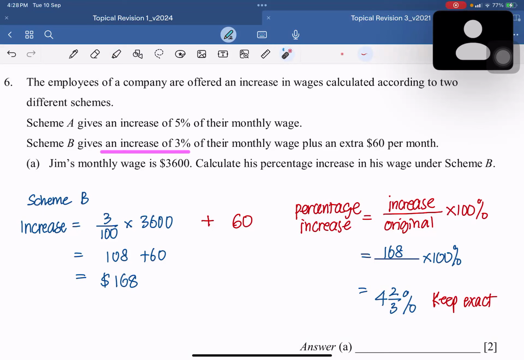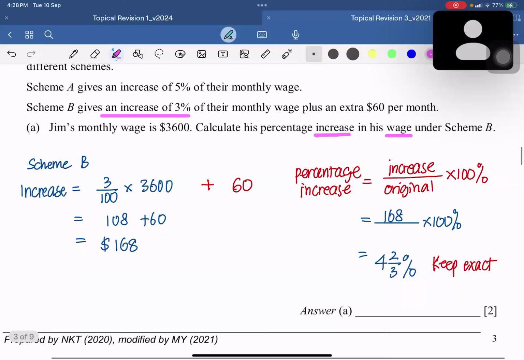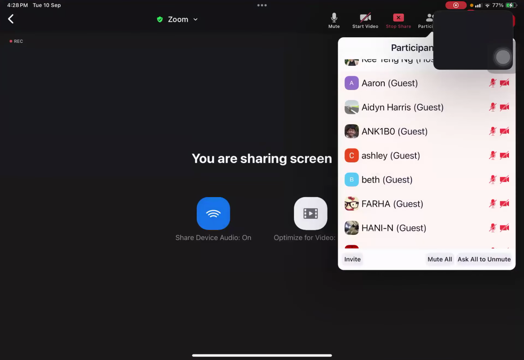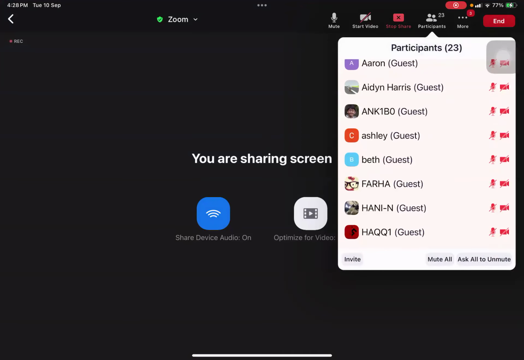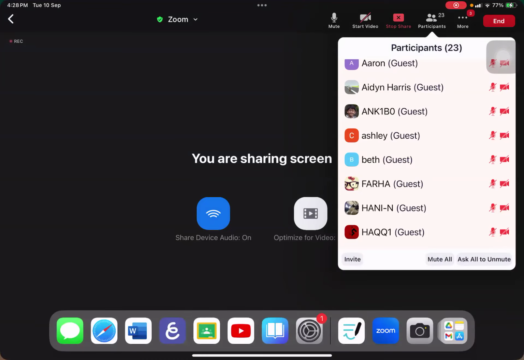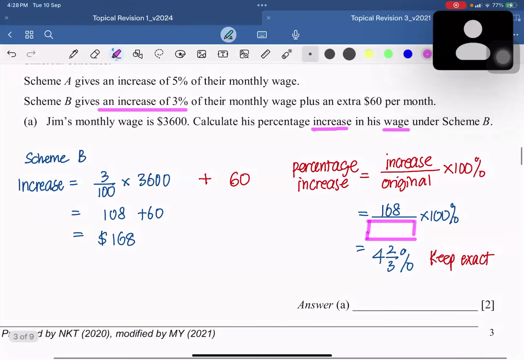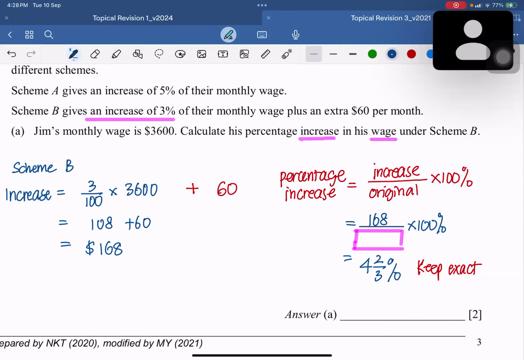They want to find the percentage increase of his wage. So I need to take the percentage increase, which is the increase divided by my original. Can anyone tell me? Just now I called B already. Let me find somebody with letter A inside their name. Oh, I called Aaron just now. Okay, and then I call Jaden, right? Jaden, what should be this original number in my denominator? 168 over what? Jaden. 3600. Thank you. Over 3600 times 100%. Okay, thank you very much.